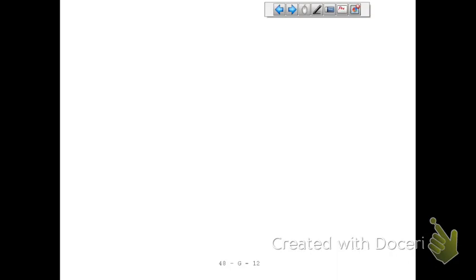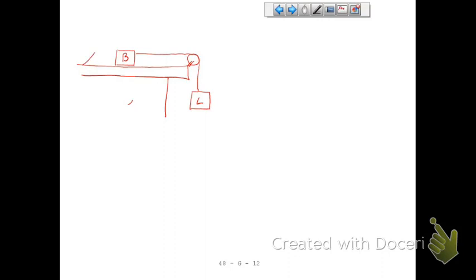The classic setup for a dynamics problem is a table with a massless, frictionless pulley, and on top of this we put a block, and suspended here we have a load, and we have a piece of string that connects the two. And this table is frictionless.